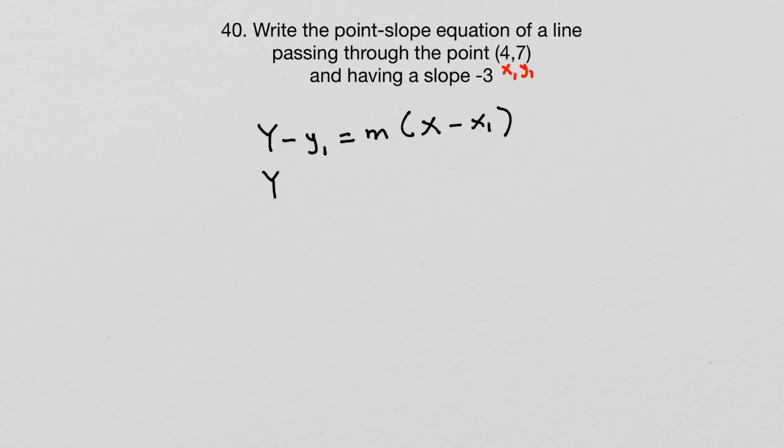We have y minus 7 equals negative 3 times the quantity x minus 4. This will be the point-slope form.